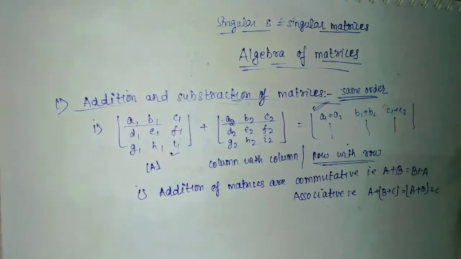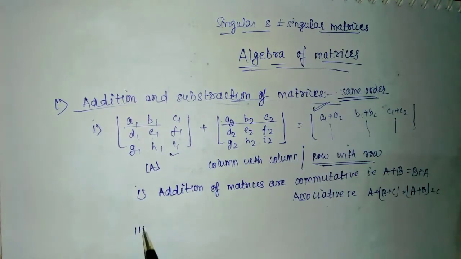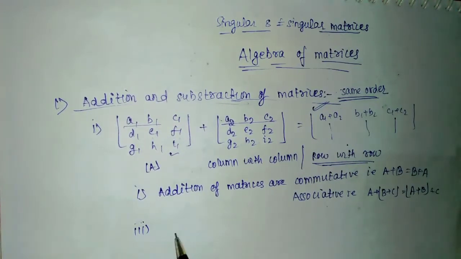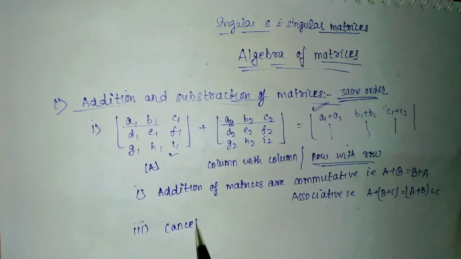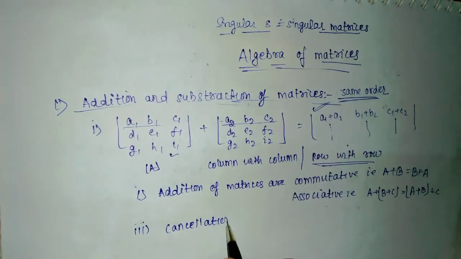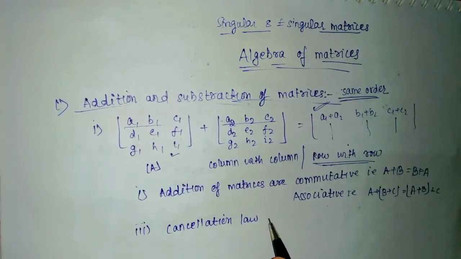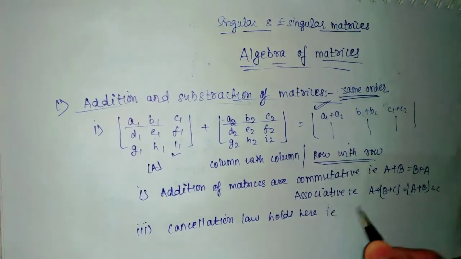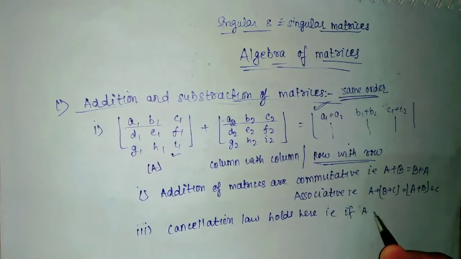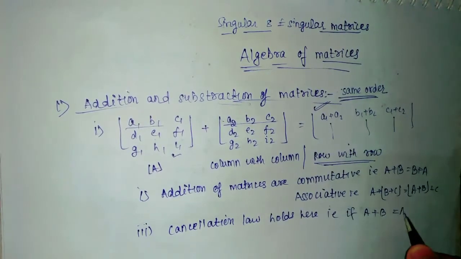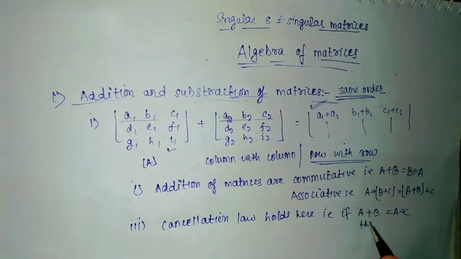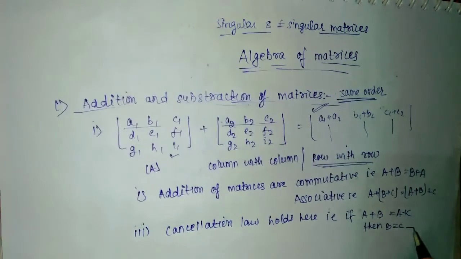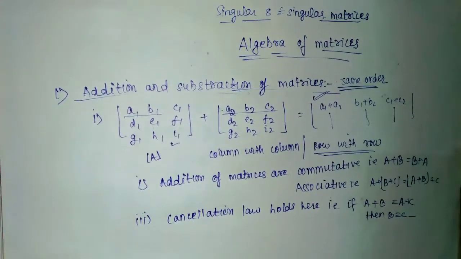Okay, I'm quite clear. Third point, cancellation law holds here. That is, if A plus B equals A plus C, then B is equal to C. Okay.